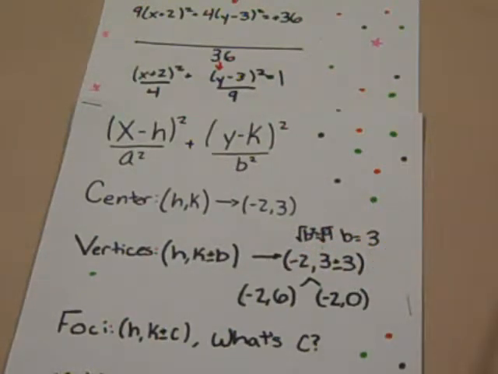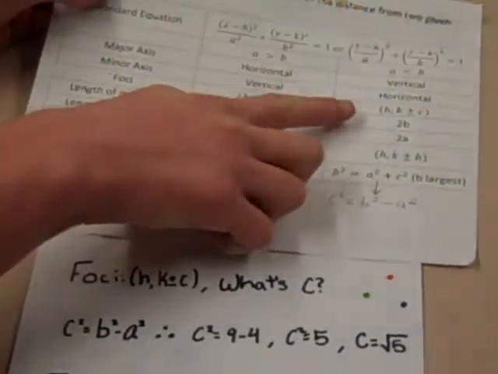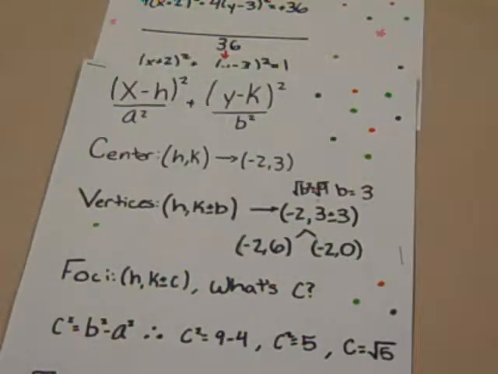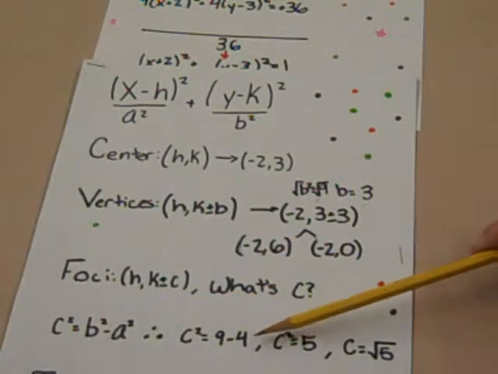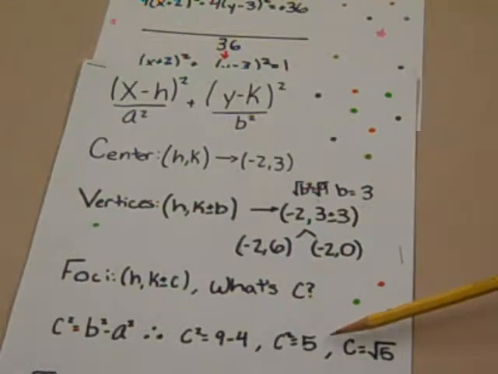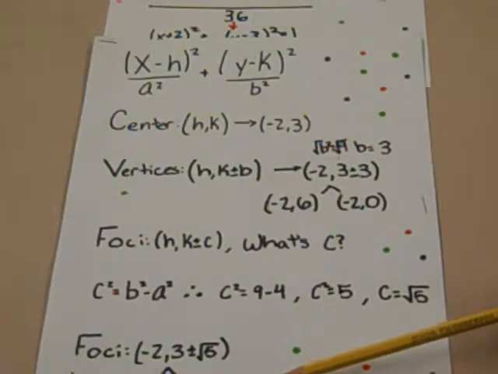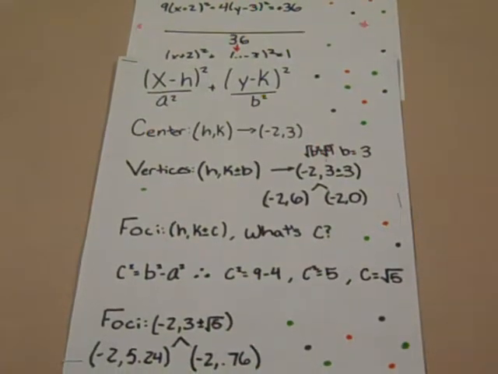Time to find the foci. The equation is given by (h, k) plus or minus c. So we find the c value. We look at our chart so we can get the c for you. C squared equals b squared minus a squared. We know these values so we can find the value of c. Let us plug it into our equation. Foci equals (-2, 3) plus or minus square root 5, which is the same thing as (-2, 5.24) and (-2, 0.76).